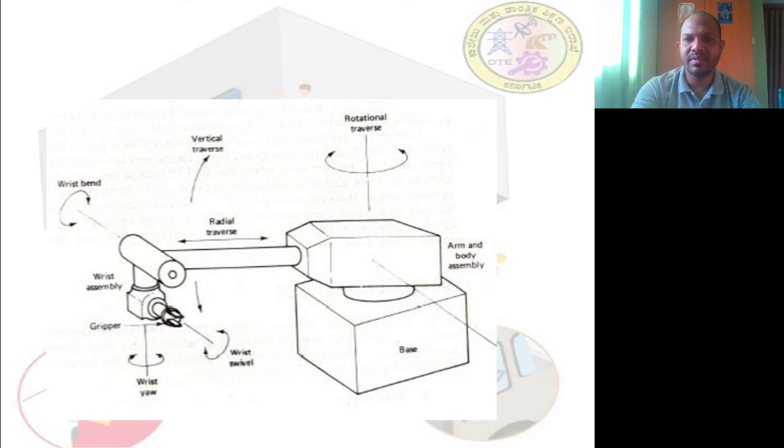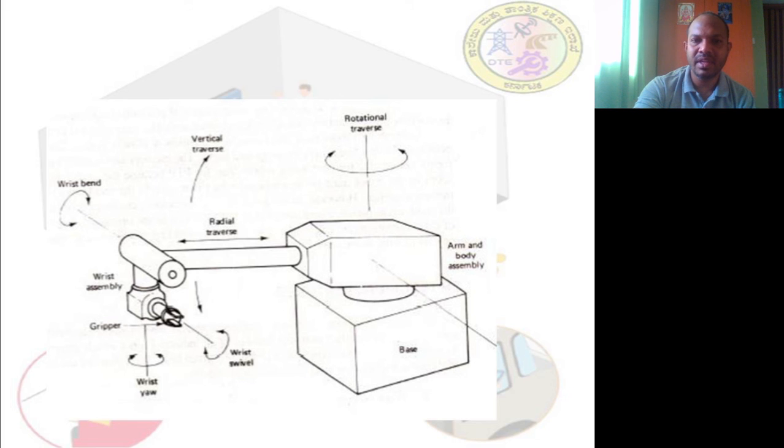Rotational traverse. This is the arm body. This is the base, and if you consider this as a shoulder, the arm body assembly has a rotational traverse, and then the radial traverse. It can go inside and it can come outside. And an up and down vertical traverse is also there. So there are three motions for the arm body: rotational traverse, radial traverse, and vertical traverse.